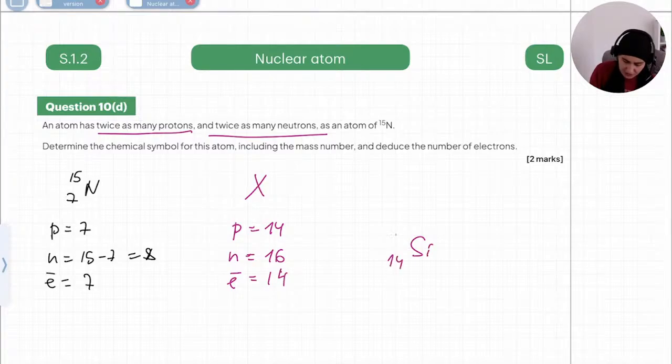14. And then, okay, what's the mass number? Mass number would be 14 plus 16, so 30. And electrons is 14. Okay, silicon 30, 14 with 14 electrons.